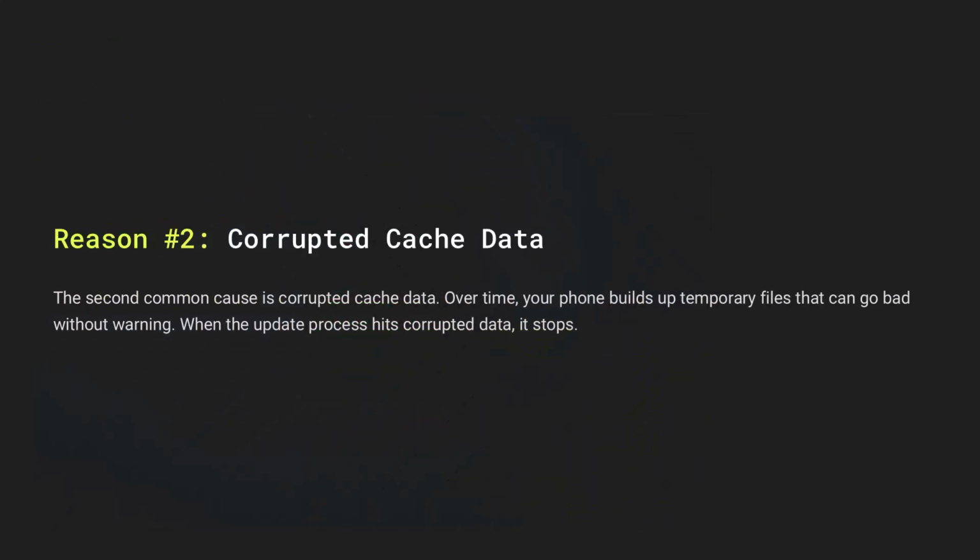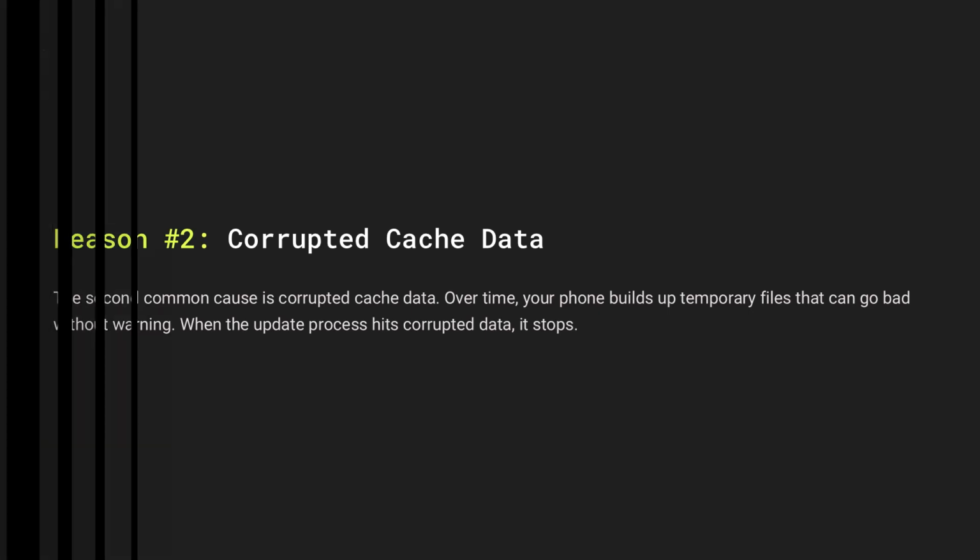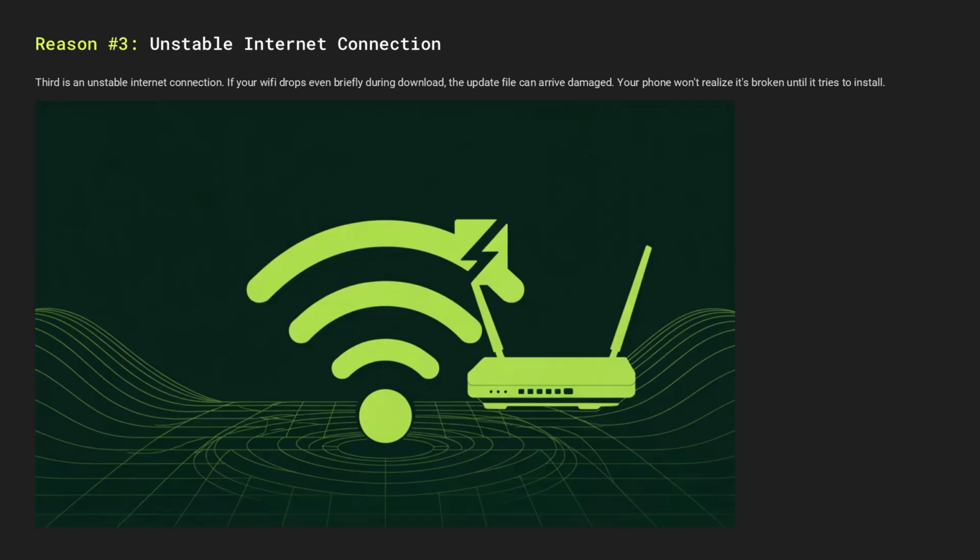The second common cause is corrupted cache data. Over time, your phone builds up temporary files that can go bad without warning. When the update process hits corrupted data, it stops. Third is an unstable internet connection. If your Wi-Fi drops even briefly during download, the update file can arrive damaged. Your phone won't realize it's broken until it tries to install.